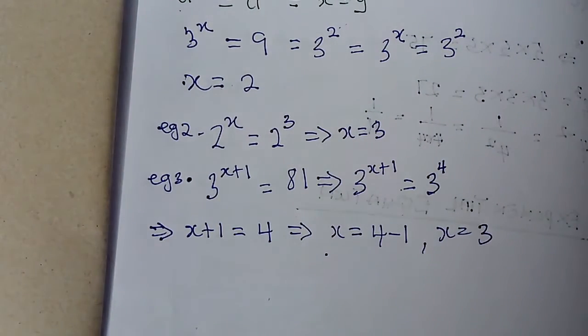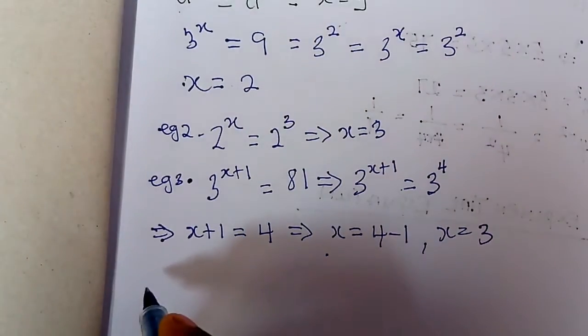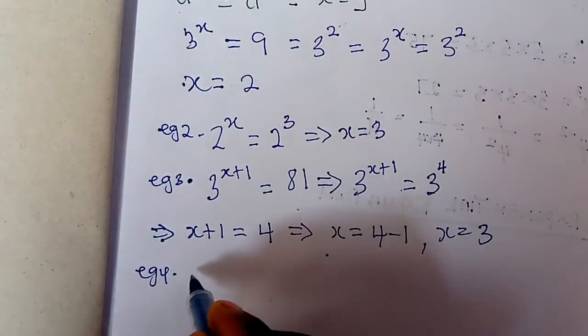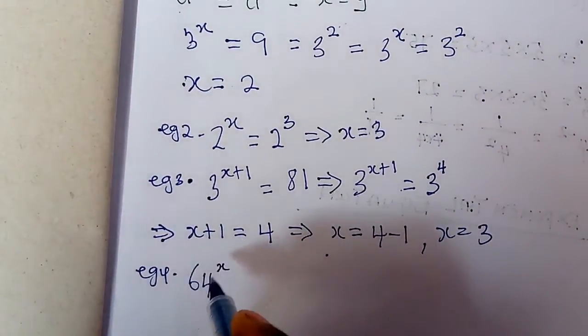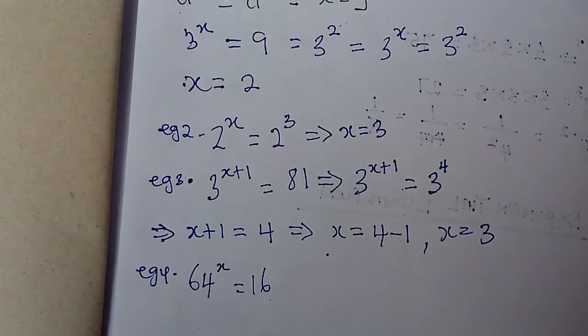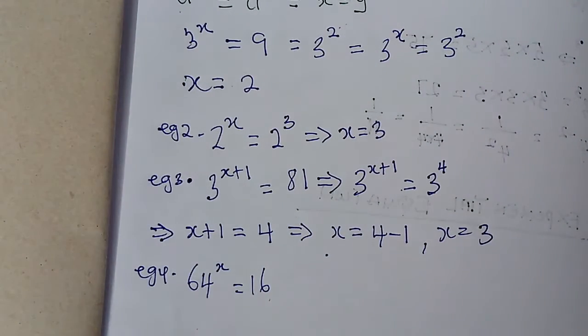So let's take another example and see how far we can go. Let's take this one, and this is example 4. 64 raised to power x is equal to 16. One thing you can see is that the bases don't have a common base, so we need to find a common base for them.